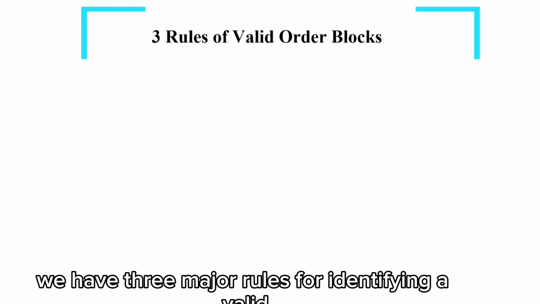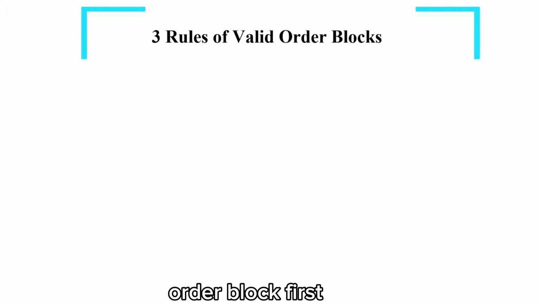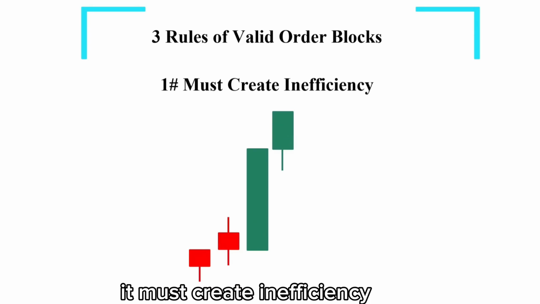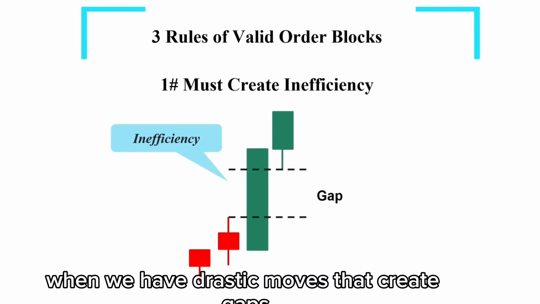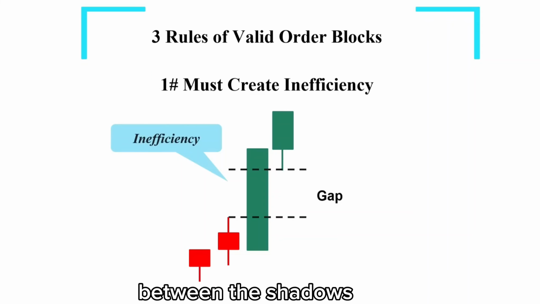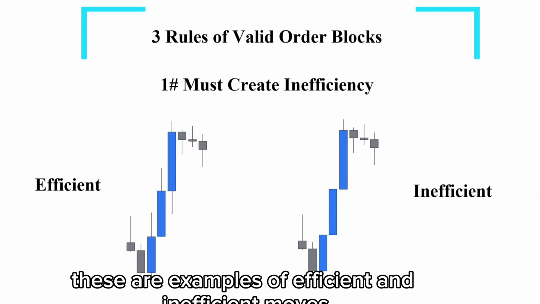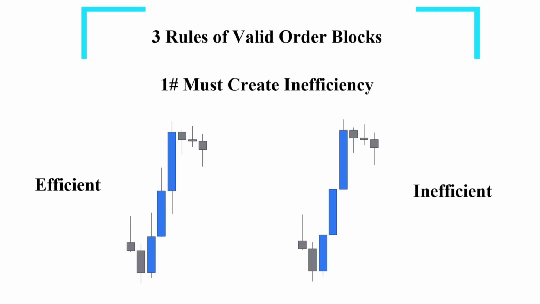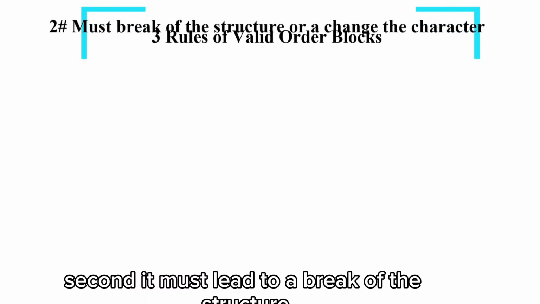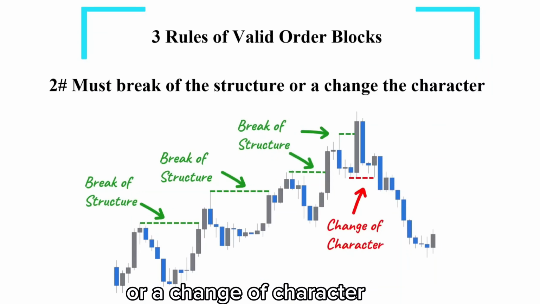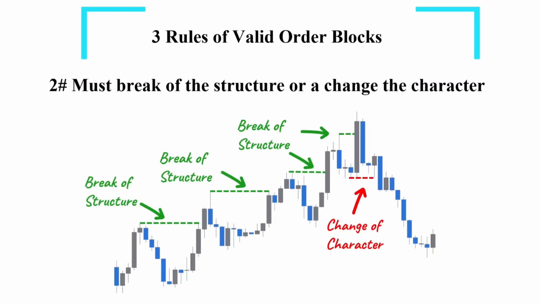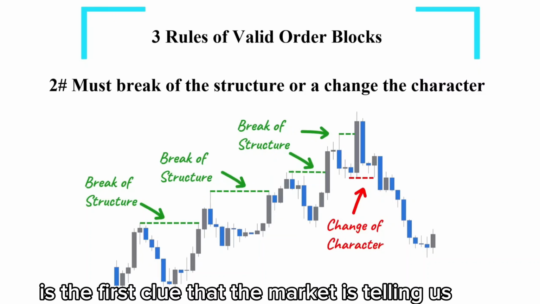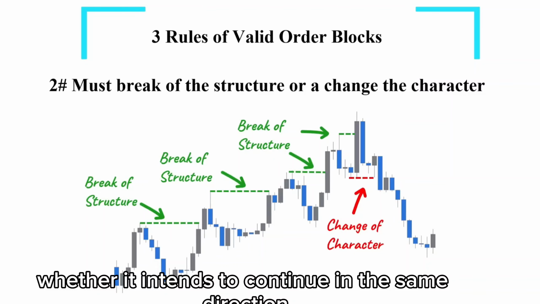We have three major rules for identifying a valid order block. First, it must create inefficiency. Inefficiency occurs when we have drastic moves that create gaps between the shadows. These are examples of efficient and inefficient moves. Second, it must lead to a break of the structure or a change of character. A break of structure or change of character is the first clue that the market is telling us whether it intends to continue in the same direction or reverse.